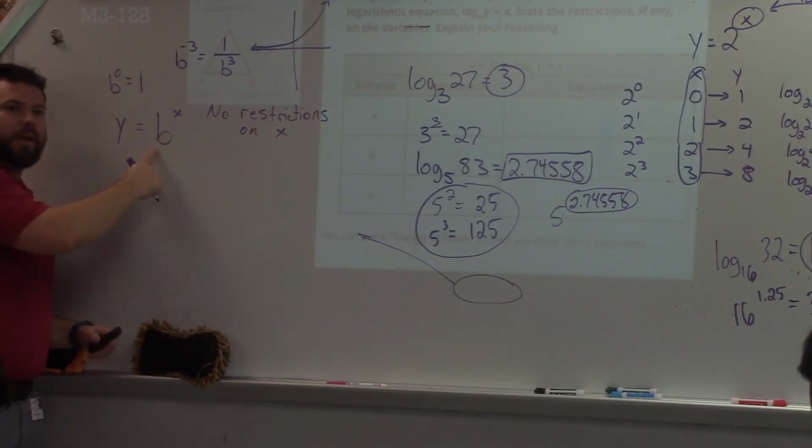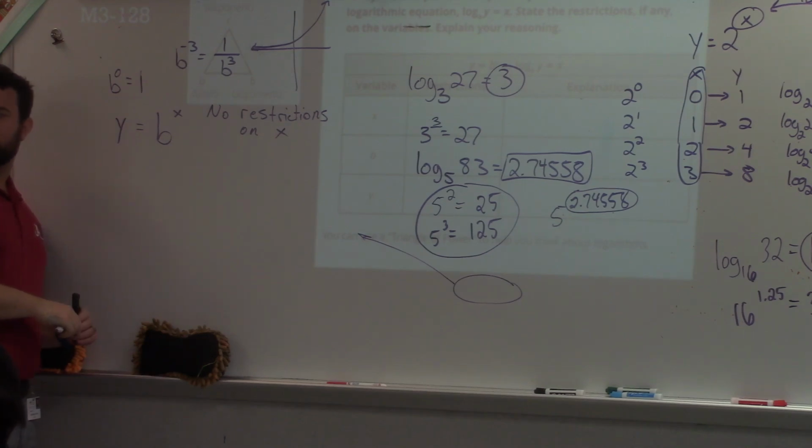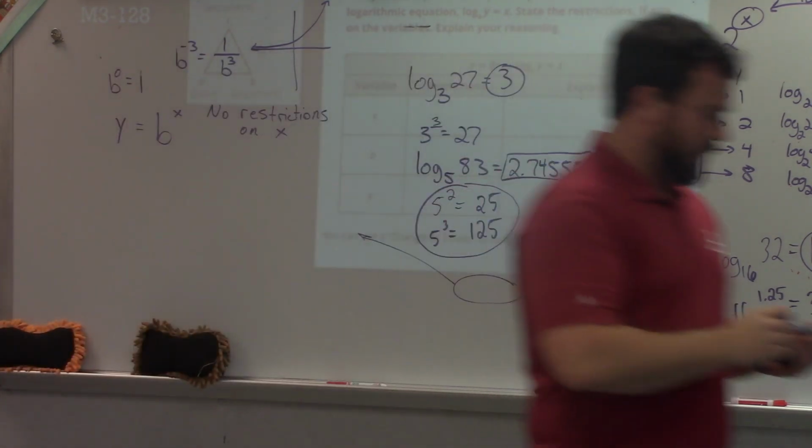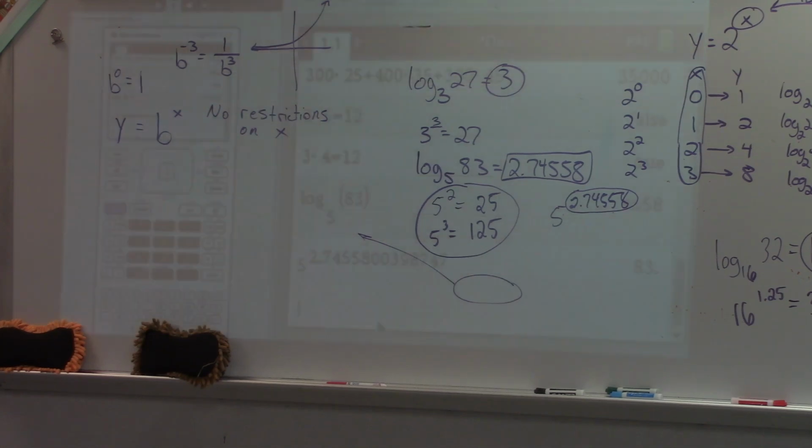Okay, what about the base? Were there any restrictions on the base of an exponential? No. It cannot be what? You're close. That's one. What? It cannot be zero. So it can't be negative, right? It also cannot be 0. Were there any other restrictions? And it also cannot equal 1.